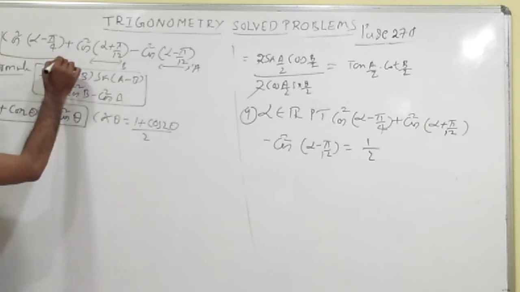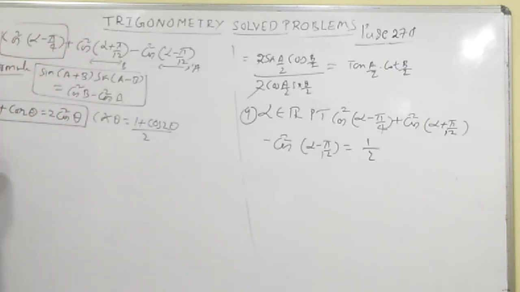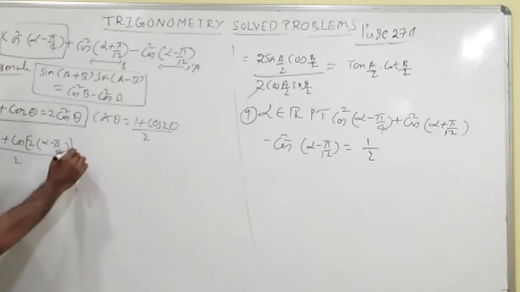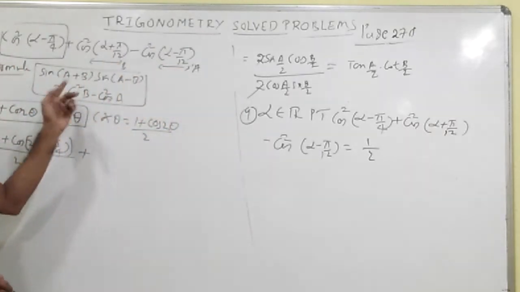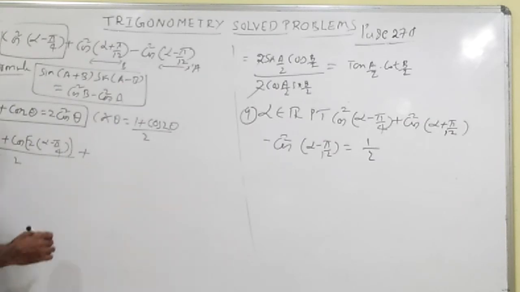For this one, I want to write the formula. That is equal to 1 plus cos 2 theta. So here 2 into theta, meaning alpha minus pi by 4 whole by 2, plus apply the formula. Here this is b and this is a. So now you should write sine of a plus b into sine of a minus b.